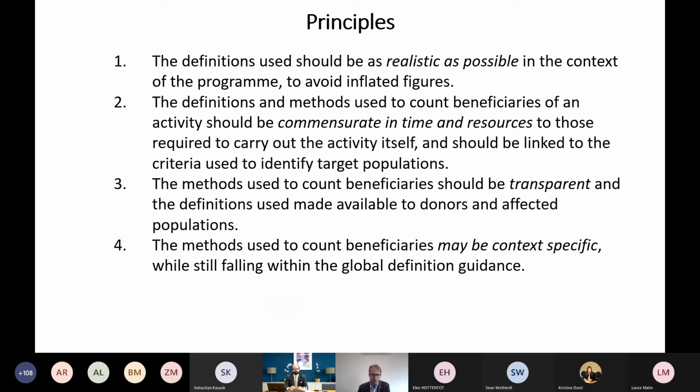Number 3, we want transparency. This relates to accountability. Transparency with all concerned. That I hope would be a benefit to this and reinforce accountability. Number 4, it may be the case that there are some specifics to given contexts, and there is, of course, some space for that. Next slide, please.